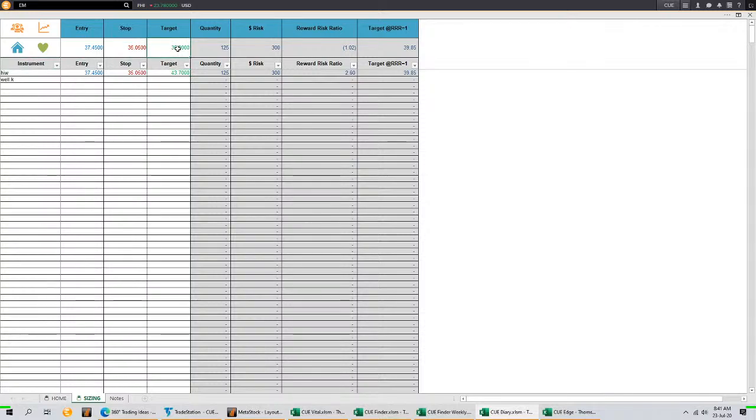I could also use this 43.7. Now it tells me that I could buy 125 shares. My risk is $300 in the trade. My reward risk ratio is 2.6, and I will reach reward risk ratio 1, that is same reward as risk, when it reaches 39.85. So though my target is 43.7 based on weekly chart, I will not mind booking some profit when it goes to 39.85.